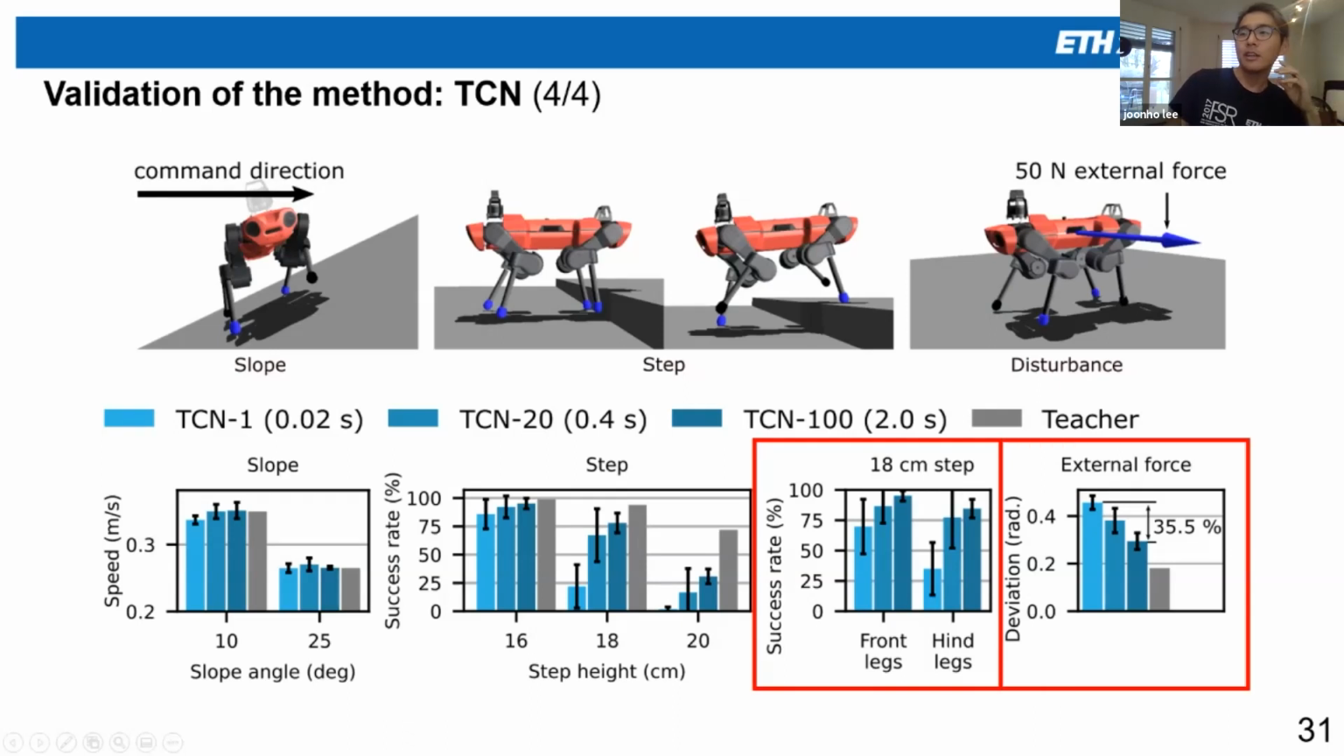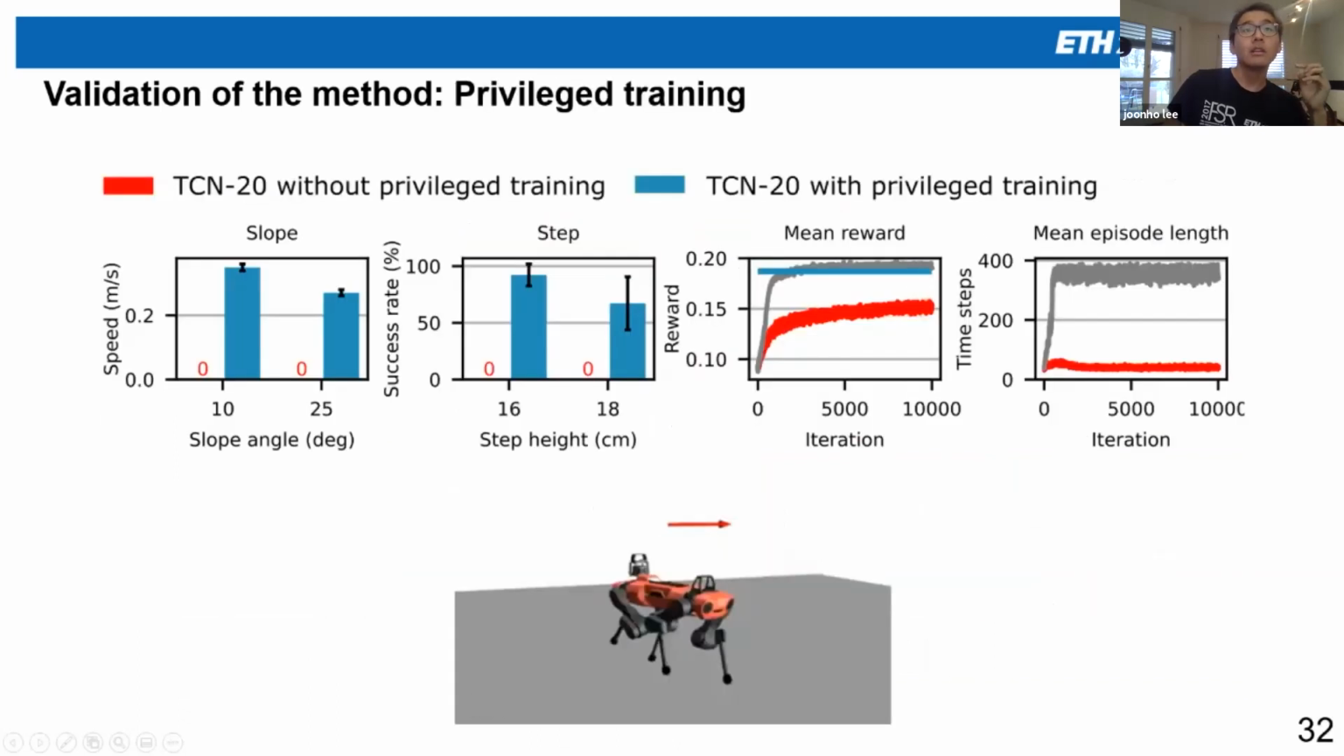And the cool thing is that when we go over this high step, the success rate of the front legs and hind legs was different. What happens here is that when the history is short, it doesn't adapt the behavior of the hind leg, the leg in the back. But when we have a long enough history, it can actually adapt the hind leg too, such that it can overcome the step better. And of course, it adapts better to the external force.